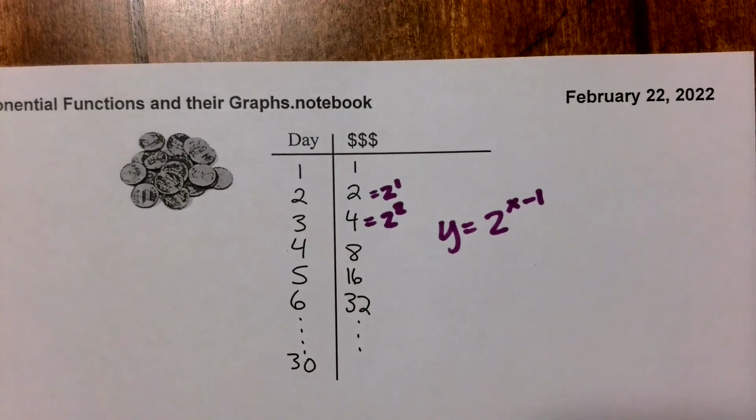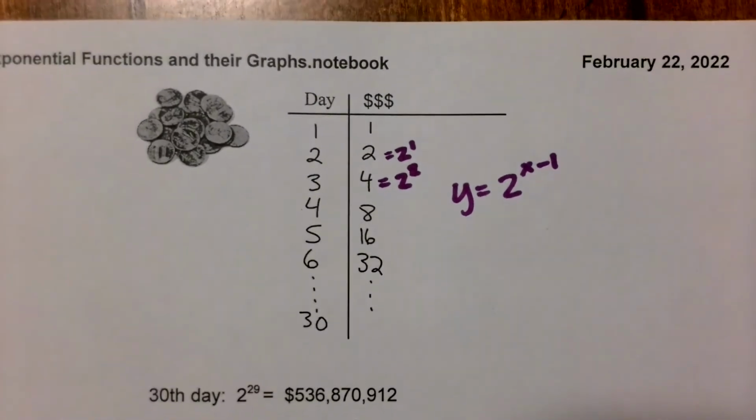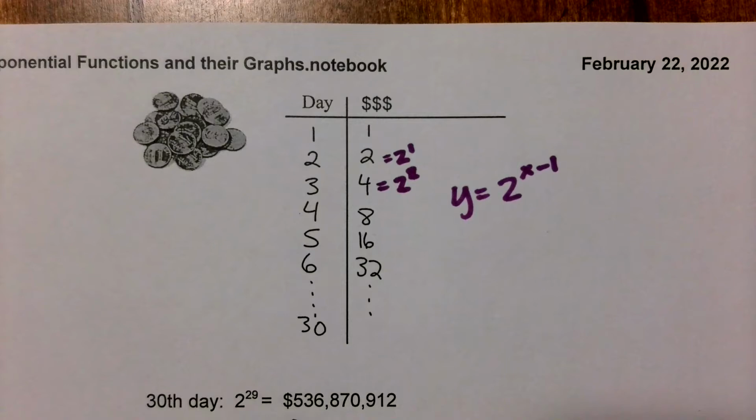So if we wanted to know how much you would make on the 30th day, I don't know what month this is, so maybe it only has 30 days. Maybe it's February and only has 28. But on the 30th day, you would make 2 to the 29th power. We'd plug in 30, which would be, here at the bottom, $5,536,870,912. This is not the total amount of money. This is the amount of money that you would make on the 29th day.